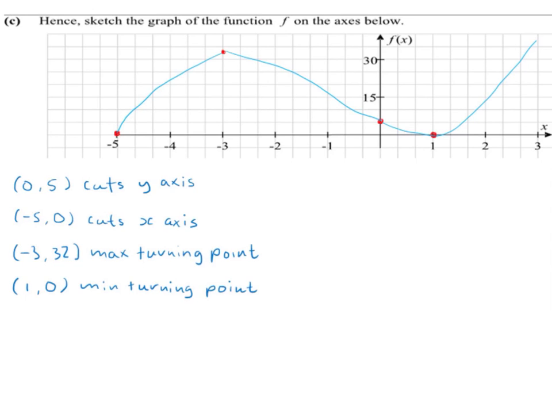We found the point that cuts the x-axis to be minus 5, 0. So we go to minus 5 on the x-axis, 0 on the y-axis, and we plot our point. We found our maximum turning point to be minus 3, 32. So go to minus 3 on the x-axis, 32 on the y-axis. And we found our minimum turning point to be 1, 0. So we go to 1 on our x-axis, 0 on our y-axis, plot our point.